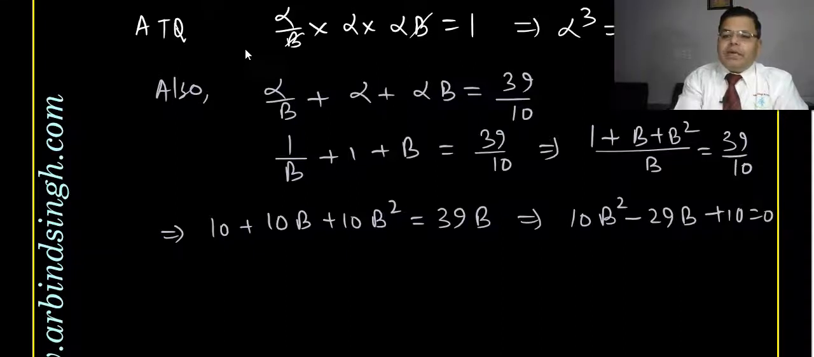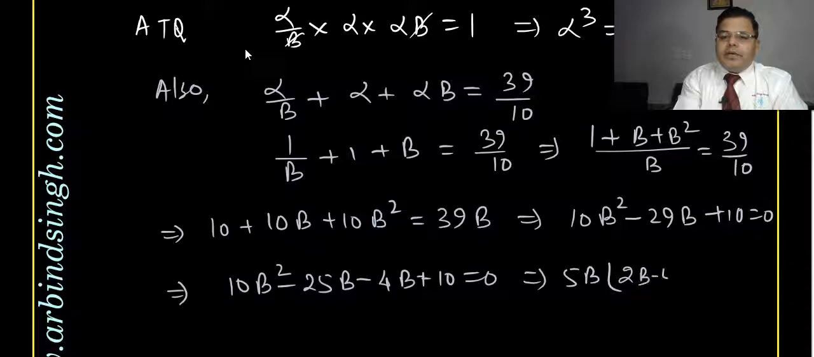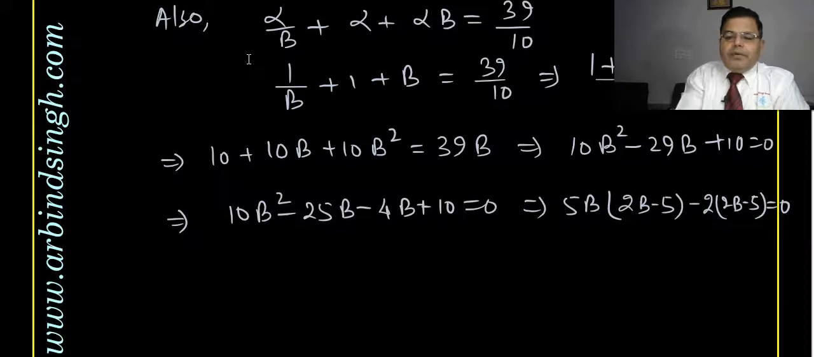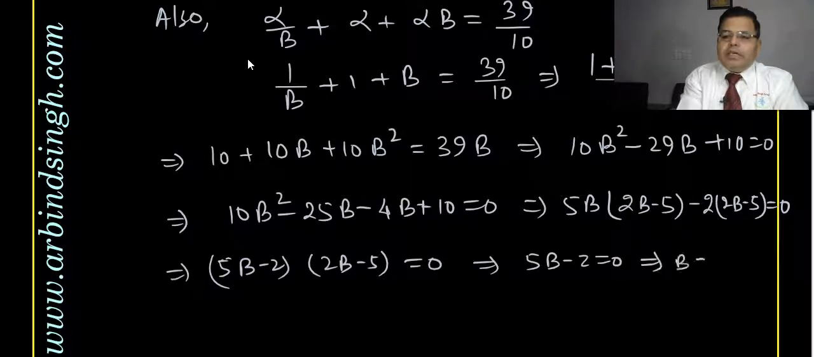So 10 into 10 is 100, and 25 times 4 is 100. So we can break it: 10 beta square minus 25 beta minus 4 beta plus 10 is equal to 0. If I take 5 beta common, then this will be 5 beta, 2 beta minus 5, and if I take 2 common, that will also be 2 beta minus 5 is equal to 0. Therefore 5 beta minus 2 and 2 beta minus 5 is 0. So either 5 beta minus 2 is equal to 0, this implies beta is equal to 2 by 5, or 2 beta minus 5 is equal to 0, this implies beta is equal to 5 by 2.